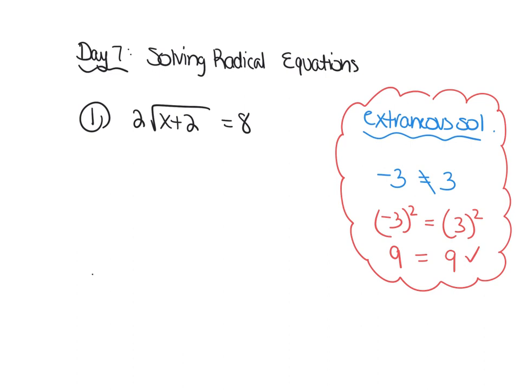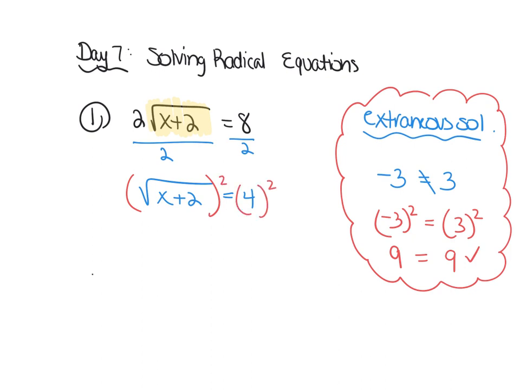So with these, your goal is obviously to still solve for x. It's underneath a radical, so you need to get that alone, just like you normally would with a regular solving equation. So to undo multiplication by 2, we'll divide both sides by 2, and we have the square root of x plus 2 equals 4. And now at this point, since we have that radical by itself, we are going to square both sides.